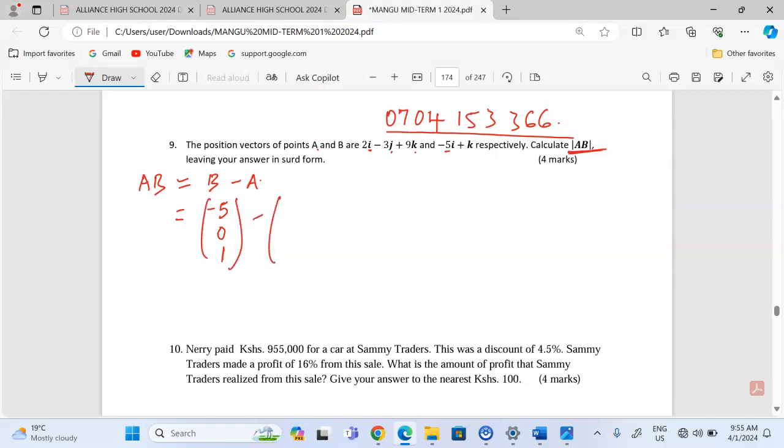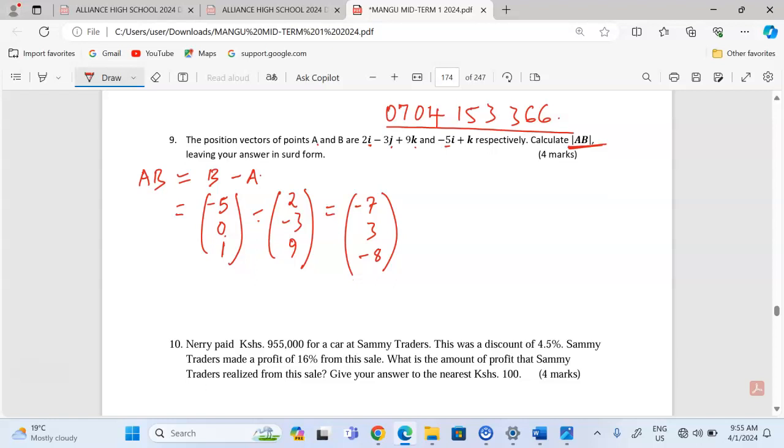Then we subtract A, which is 2, negative 3, positive 9. This is now going to give us negative 5 minus 2, giving us a negative 7. Then 0 minus negative 3, giving us a positive 3, because this is negative 3. Then 1 minus 9 will give us a negative 8. So now this is our column vector for AB.